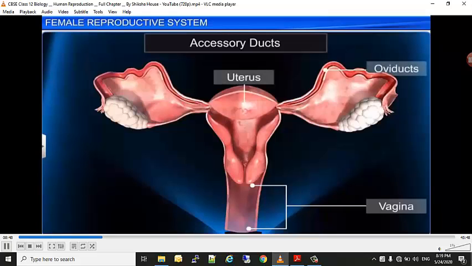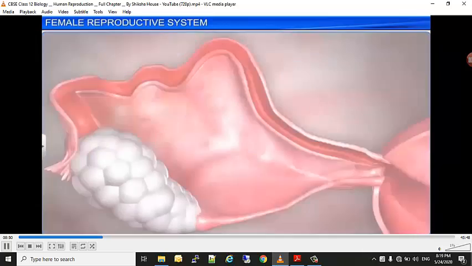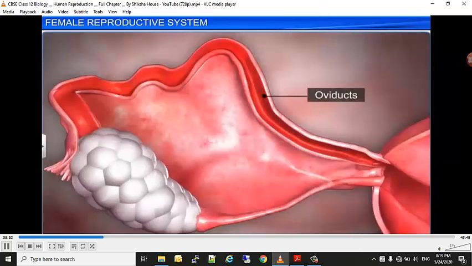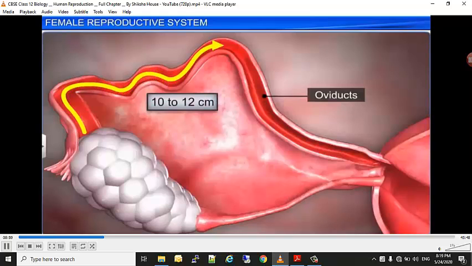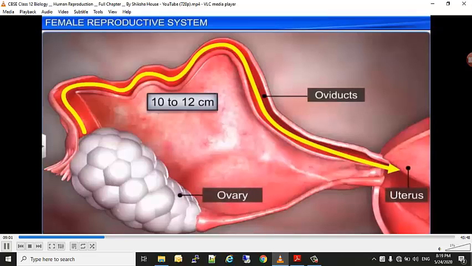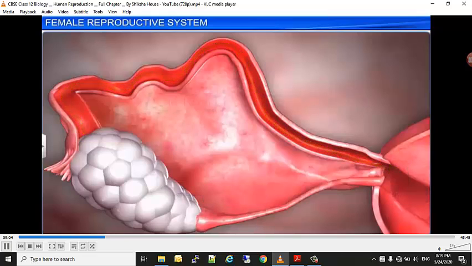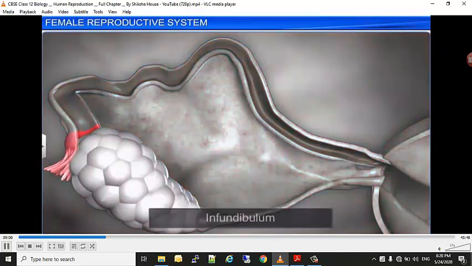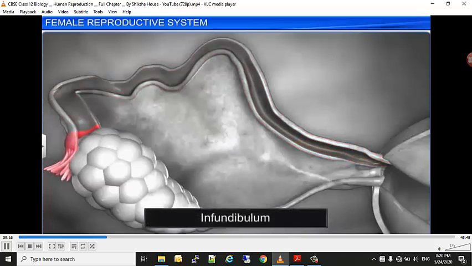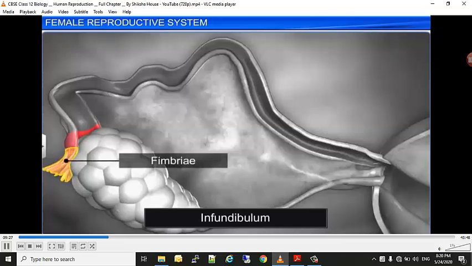The pair of oviducts or fallopian tubes is about 10 to 12 centimeters long and extends from the periphery of each ovary to the uterus. Each oviduct is differentiated into 3 parts, namely infundibulum, ampulla, and isthmus. The infundibulum is a dilated funnel close to the ovary, and its edges are surrounded by finger-like projections called fimbriae. They help to collect and push the ovum into the oviduct after ovulation.